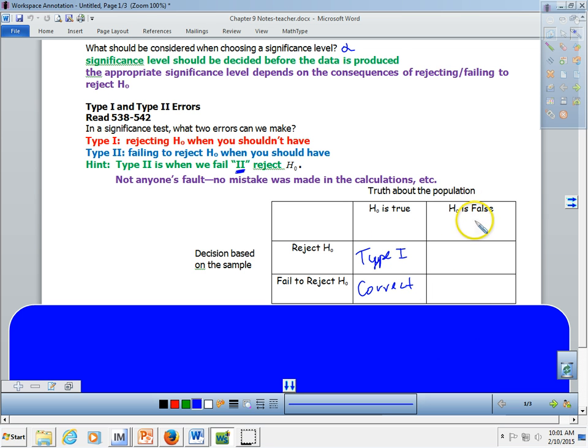Along those same lines, if H naught is false and we reject H naught, then that's good. That's what we want to do. But if H naught is false and we fail to reject it, then that's where our type 2 error is. We failed to reject, so we're going to make a type 2 error.